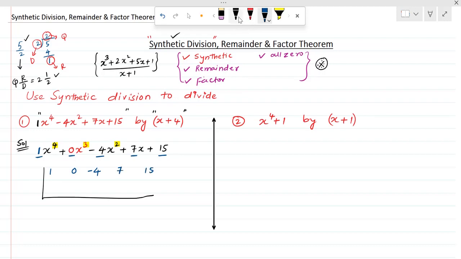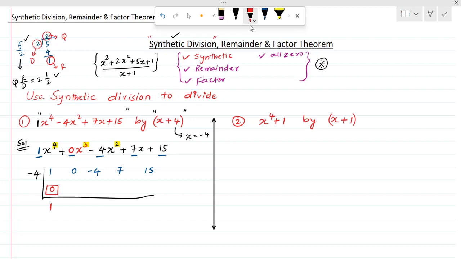Now I have to divide this by the factor x plus 4. Whenever you have plus 4, I will use minus 4. You have to use the opposite sign here. So x is equal to minus 4, and I will use minus 4. Now, the first one is brought down as it is for all problems, so you will get 1. 1 plus 0 is 1.